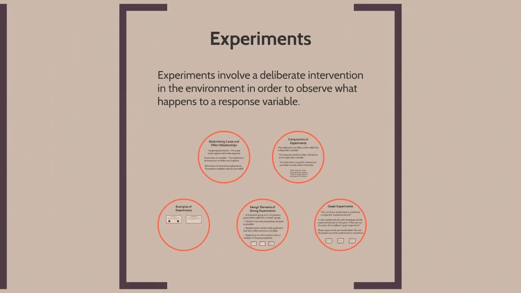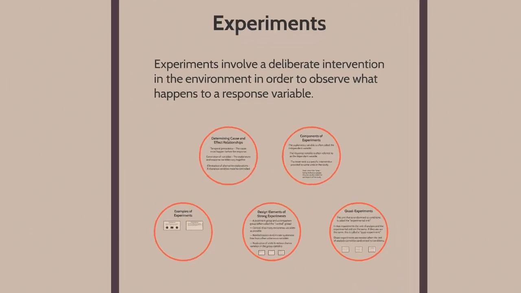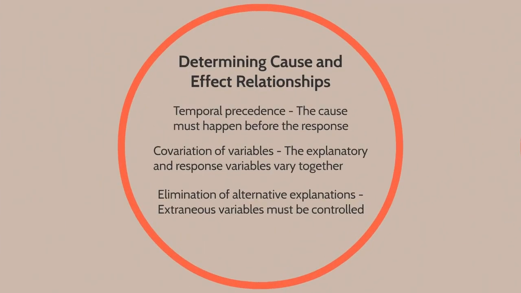Experiments involve a deliberate intervention in the environment in order to observe what happens to a response variable. So in an experimental setting, unlike with observational studies, the researcher purposefully manipulates variables and intervenes in the environment. The reason we do this is to determine cause and effect.